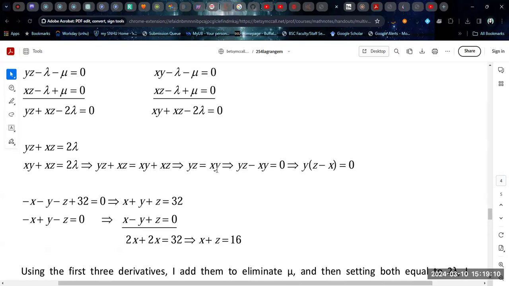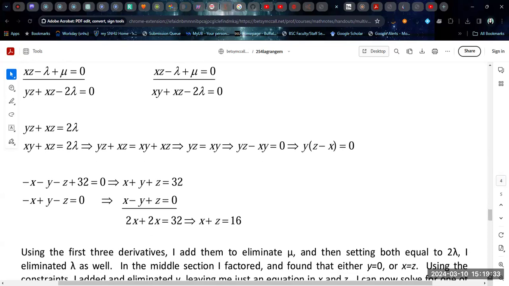I cannot divide out the y. I have to put everything on one side of the equation and factor out the y, because y equals 0 is a solution, and I can't guarantee that it's not 0. So I factor it out. And so I end up with two possibilities. Y is equal to 0 or z is equal to x.